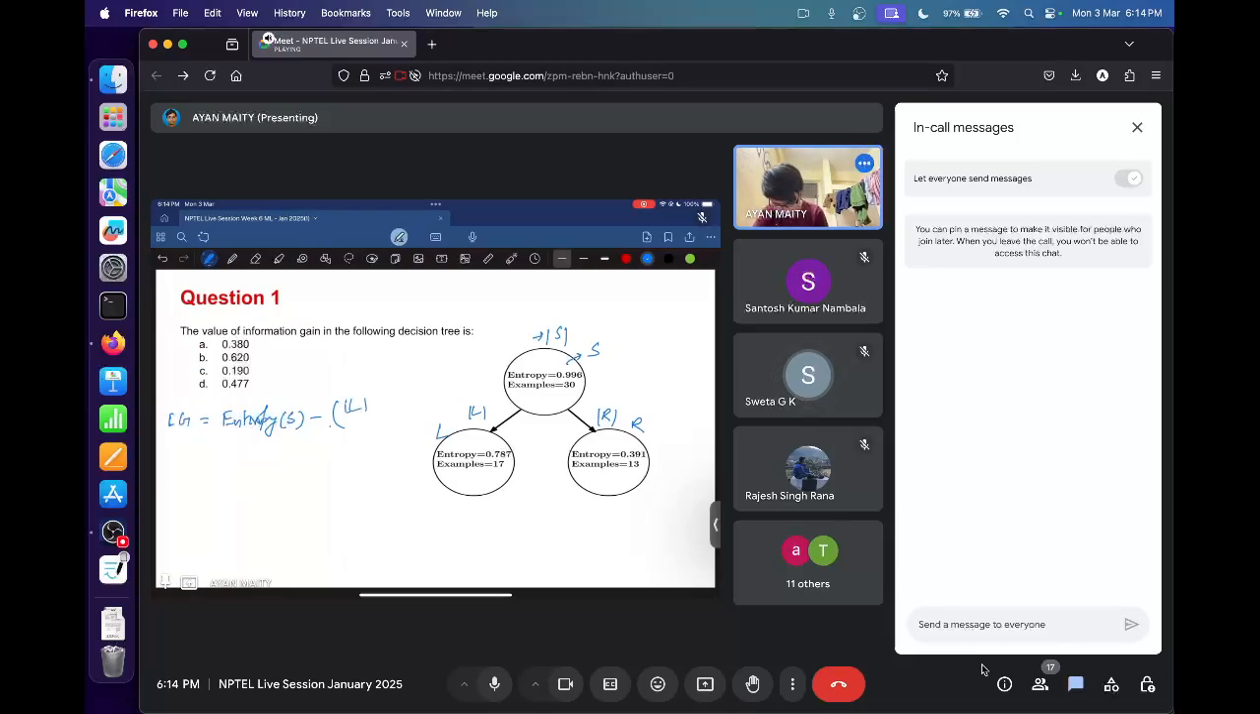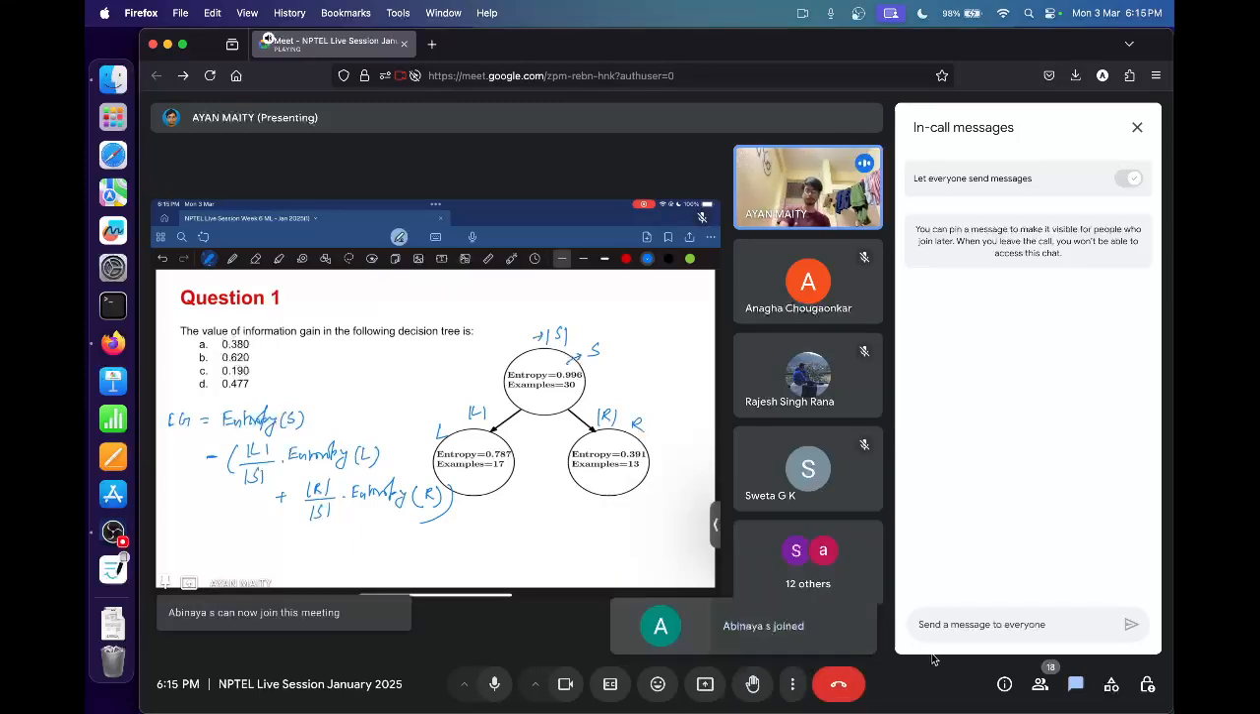So minus, the fraction of elements going to the left hand side, 17/30, into the entropy of the left branch, plus the fraction of elements going to the right hand side into the entropy of the right branch. So minus in front of this whole summation. This is the formula for information gain. If the whole set S is split into two branches L and R, then this is the formula to compute the information gain. If you have more branches, then you have to add such fraction of elements into entropy of that branch additionally. There are only two branches, so only two such terms have been added here.